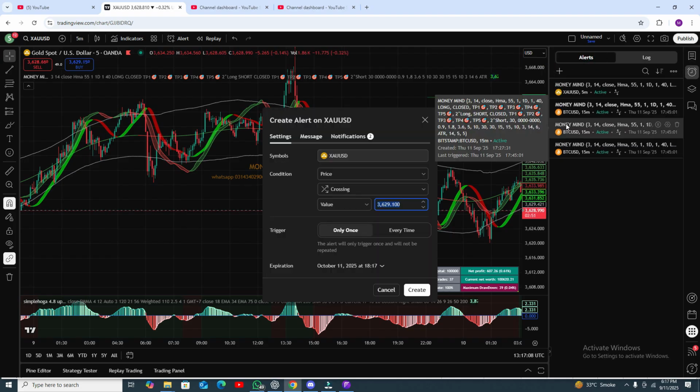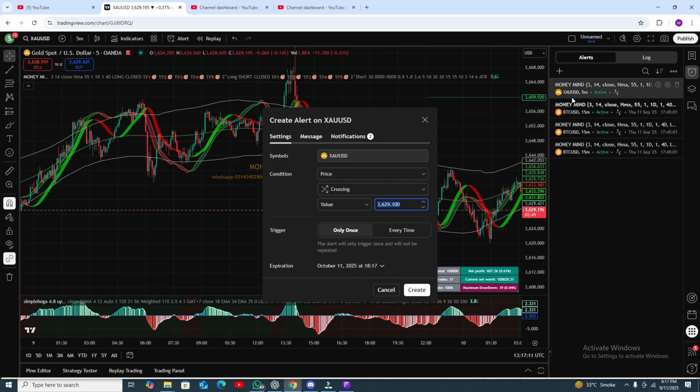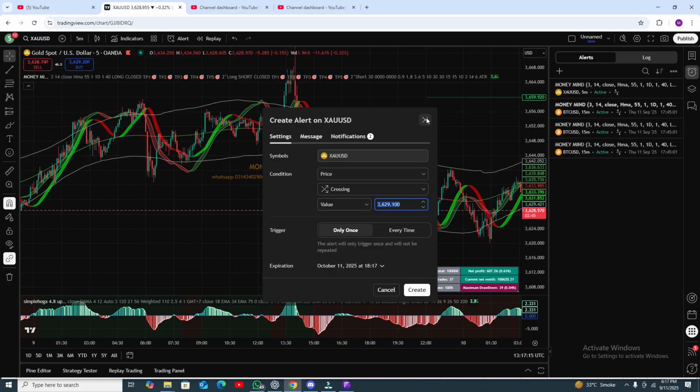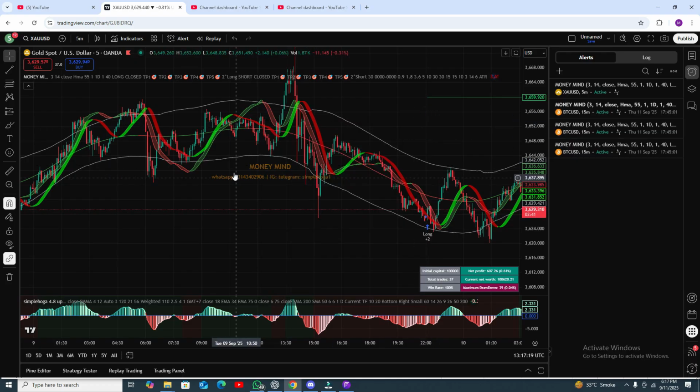And mind the indicator name, Money Mind. I created alerts on gold and Money Mind on BTC. Just create the alert, and the alerts will come to your mobile. Then when you get the alert, you can open your trades.